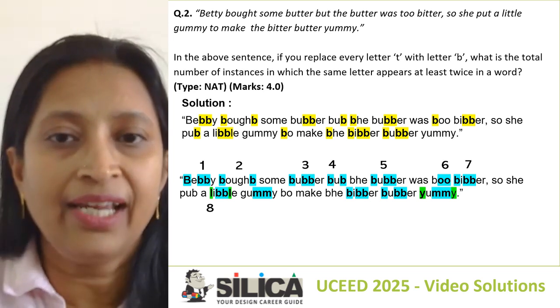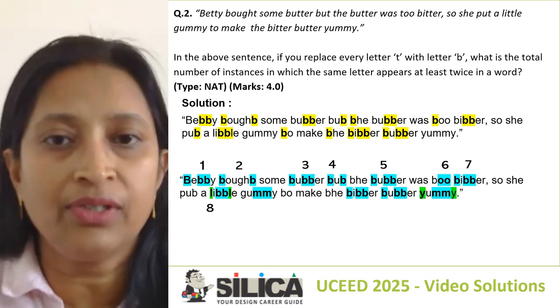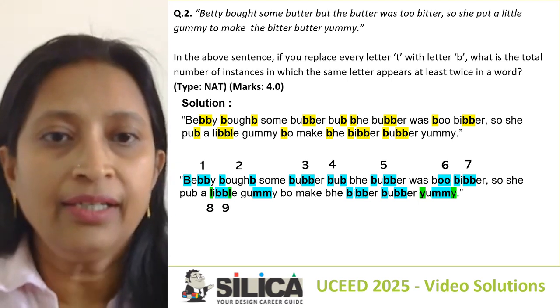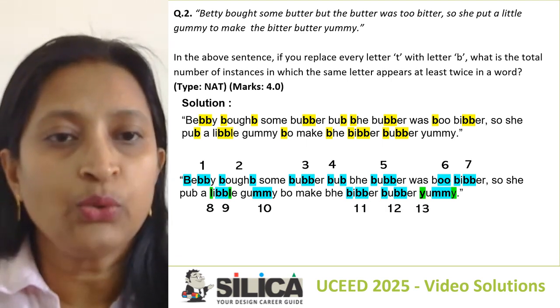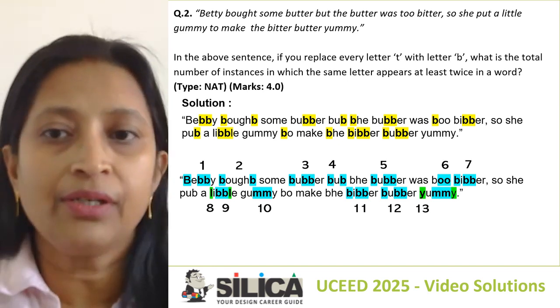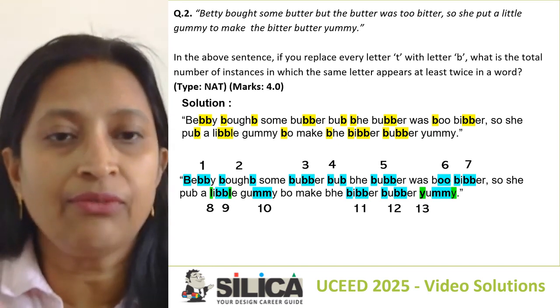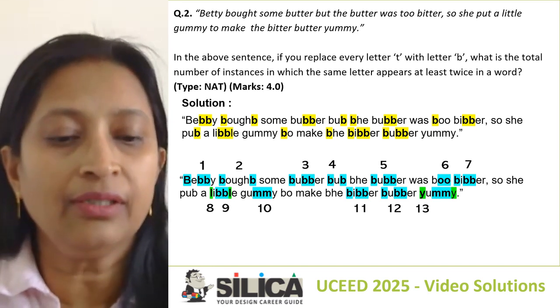So that L and then B, so 8 and 9 in the same word, then 10, then 11, 12, and the same thing happens in the last word. Y is appearing 2 times. They are separated, but there are 2 instances, as in the same word Y is appearing twice, so that will be 13 and then 14.